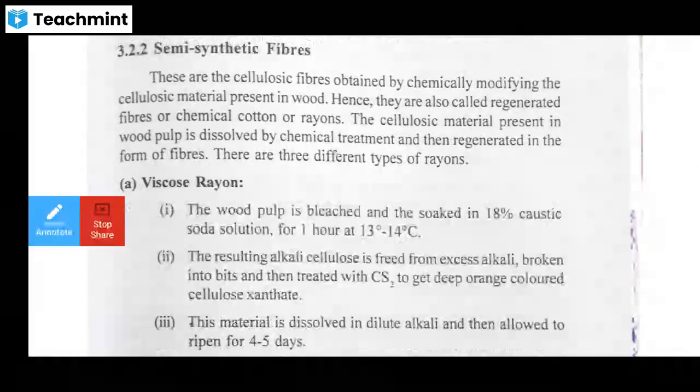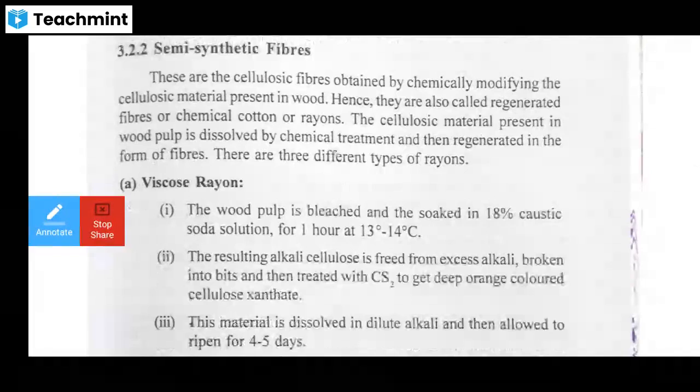Semi-synthetic fibers are cellulose fibers obtained by chemical modification, and they are also called regenerated fibers. Chemical cotton or rayon are materials which look natural but are artificially prepared, and the cellulosic material present in wood pulp is dissolved by chemical treatment and then regenerated into fibers. There are three different types: viscose rayon, cuprammonium rayon, and acetate rayon. These are the three types of semi-synthetic fibers.